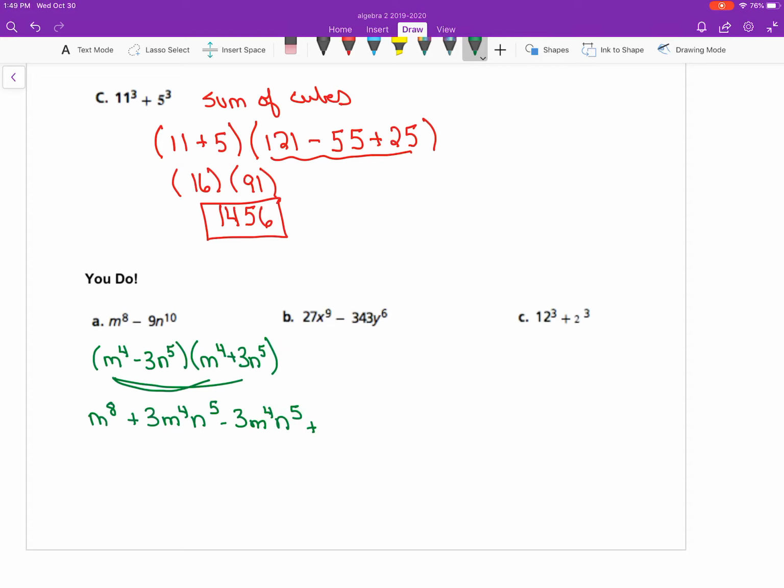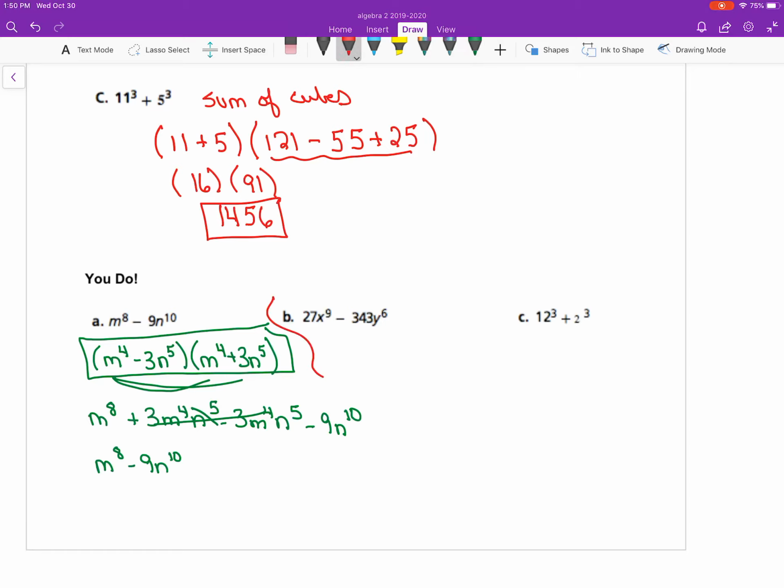And then your last term would be a subtraction sign, would be minus 9n to the 10th. Your middle terms cancel, and you're just left with m to the 8th minus 9n to the 10th. So your answer is correct. Just a difference of squares.